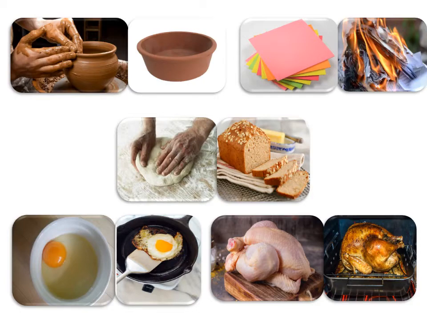Paper can be bent and crumpled easily. It can be of any color. When paper catches fire, it turns into a different material called ash, which is black material. Food changes when it is cooked. After being heated in the oven, the dough becomes a bread.